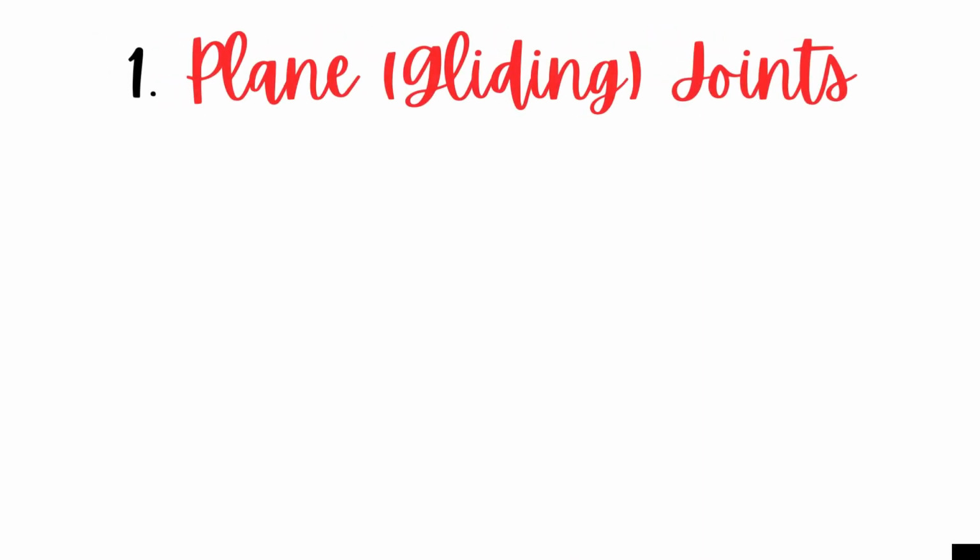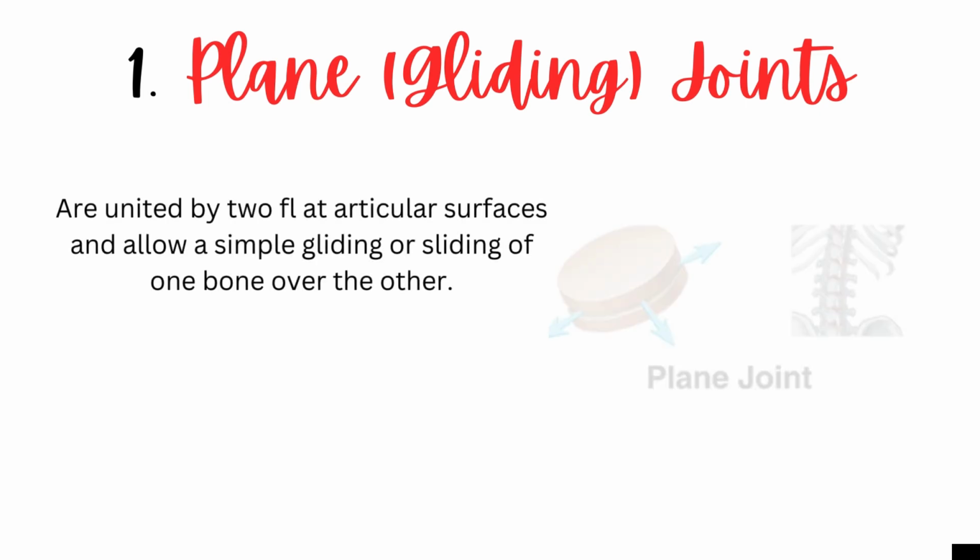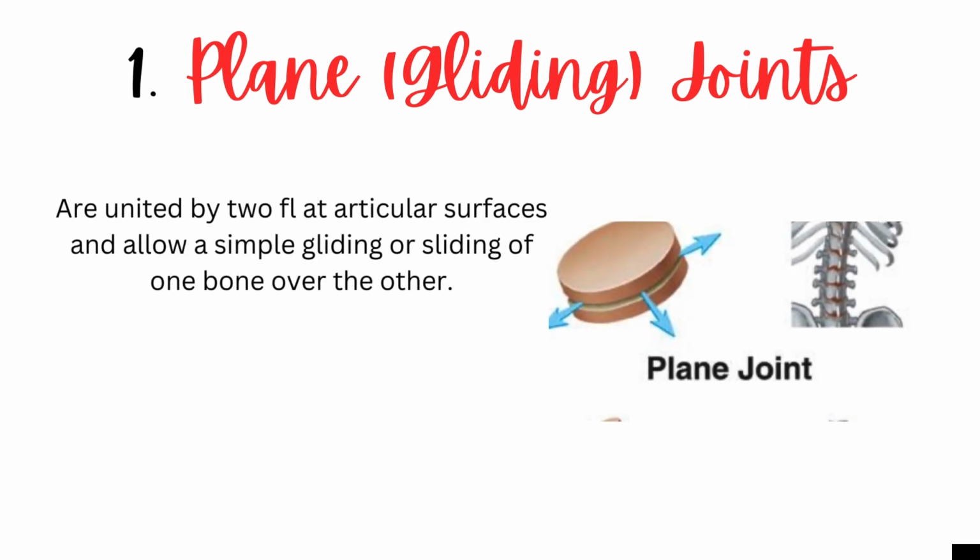Let's begin with the simple one, that is a plane or gliding joint. The plane or gliding joint is found where two flat articular surfaces are united, and they allow a simple gliding or sliding of one bone over another. That is termed a plane joint. Examples are the intercarpal joint, intermetacarpal joint, carpometacarpal joint, sternoclavicular joint, or the acromioclavicular joint, where the two bones only slide or glide over one another.